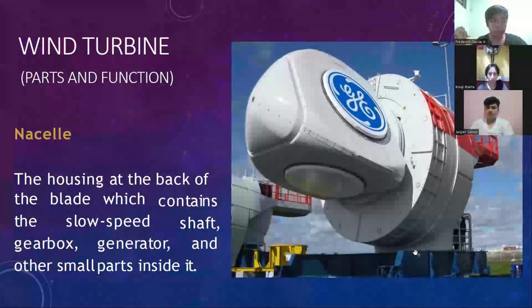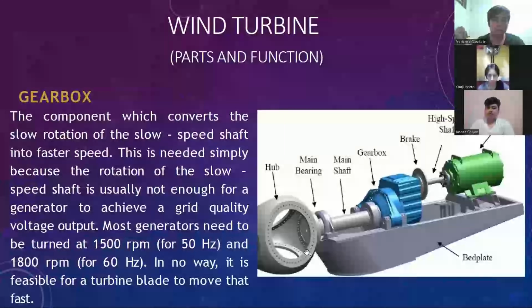Okay, so could one of you please read the nacelle, I believe it's called? So nacelle, the housing at the back of the blade which contains the slow speed shaft, gearbox, generator, and other small parts inside it. So this is another important part of the wind turbine. This contains the gearbox for the gear increase ratio for the generator and various other small parts.